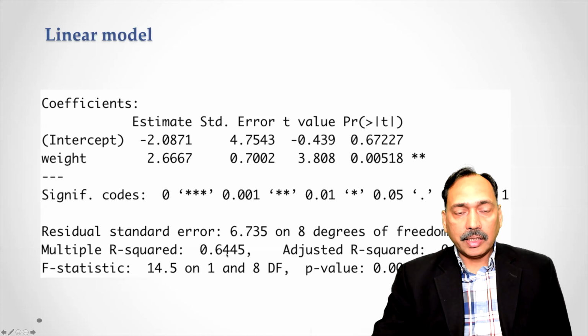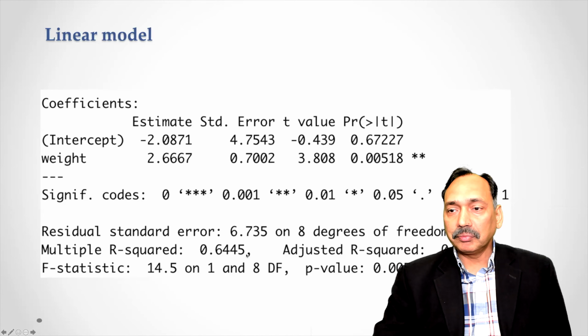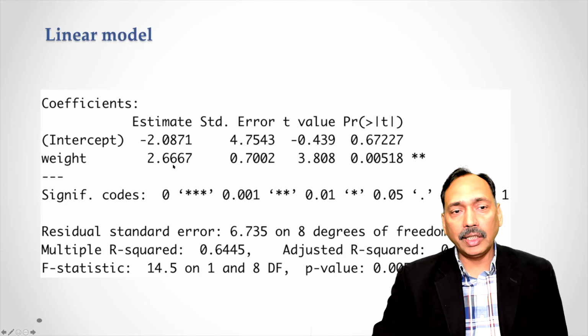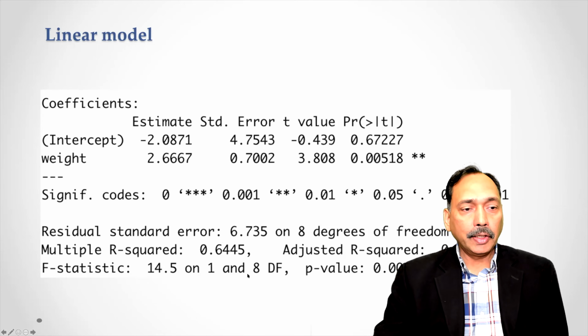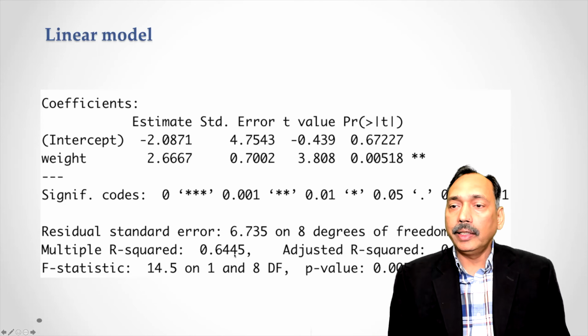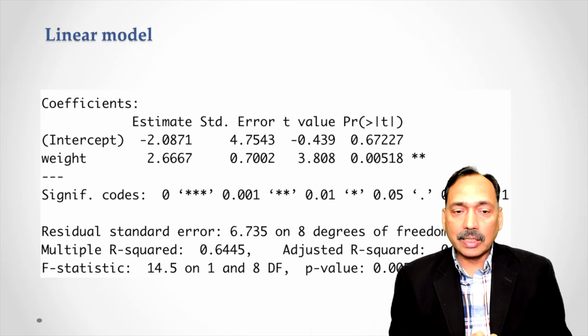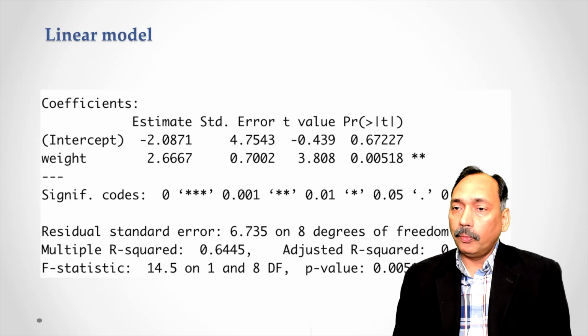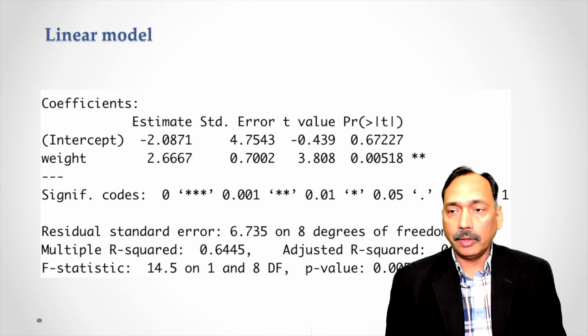Multiple R square is 64.45%. So that's the contribution that this variable makes. Right now this is simple linear regression, where we have only one x variable. So it explains about 64.45% of the total variability in depression. So just by using one variable, we are able to explain about 64% of the variability in the model.